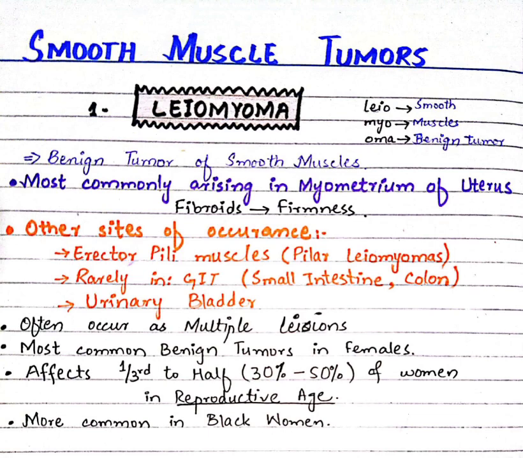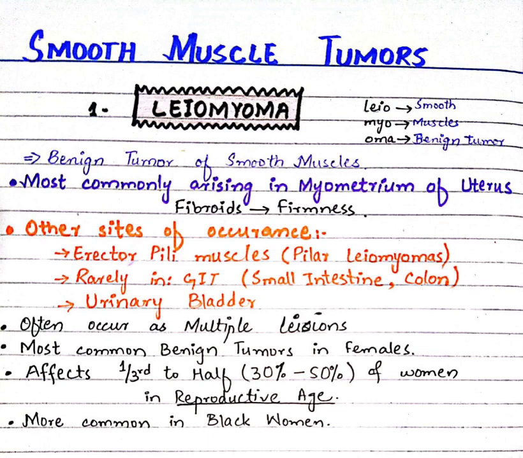It mostly arises in the myometrium of the uterus, and we know that the uterus is lined by three layers: endometrium, myometrium, and perimetrium, and it is the myometrium that contains smooth muscle. So these smooth muscle cells undergo neoplasia and become a benign tumor, which is leiomyoma. Secondly, these leiomyomas are also known as fibroids because of their firm nature.